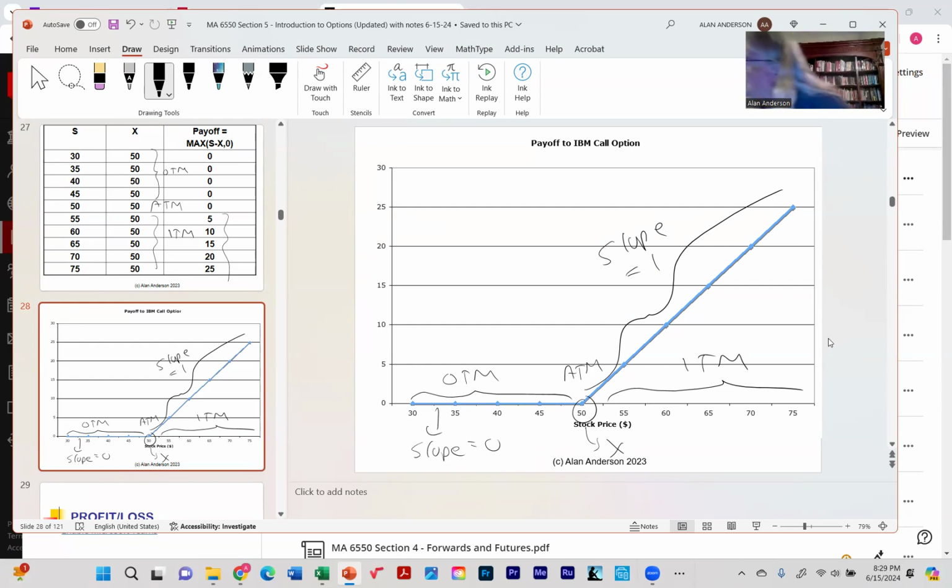And by the way, if you notice, this line goes up forever. It doesn't actually stop. Here, it can only go down to 0, of course, but on the upside, this goes on forever. There's nothing to prevent the stock price from going to 100 or 200. And so our payoff just keeps going up. This is why we say that we can't have a maximum payoff.